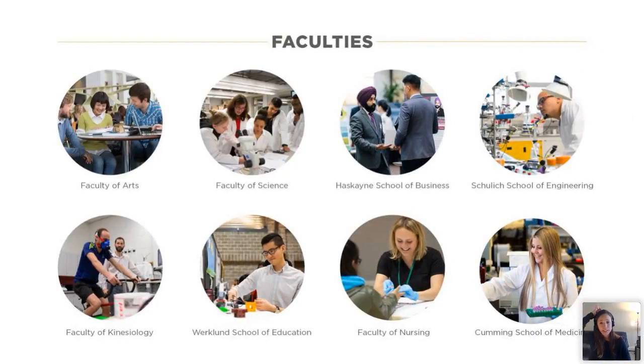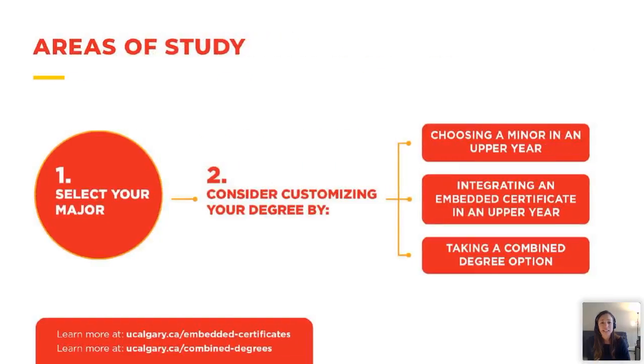I mentioned before that we have 8 faculties that students from high school are welcome to apply into. Within these 8 faculties, there's actually going to be over 250 program combinations. At University of Calgary, you do select a major when you apply, so we don't have a general first year. You are getting to study what you're interested in from the beginning.